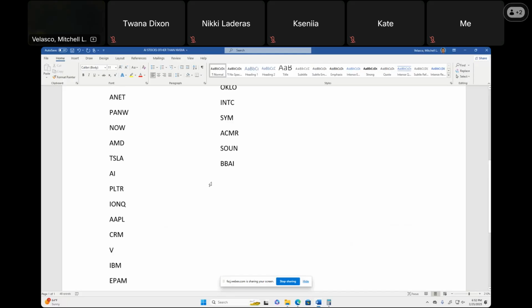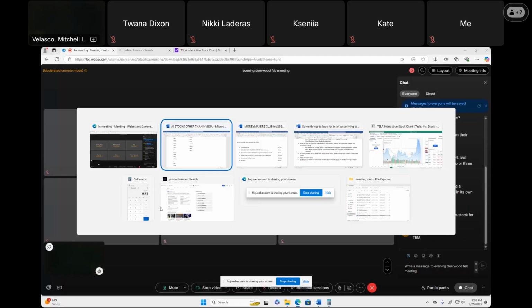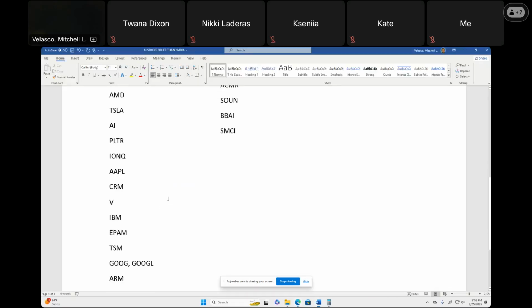Oh, I forgot one. SMCI, Super Micro Computer, should be on this list. So SMCI, you could write it down. I'm actually going to type it in here, because I forgot to add it to this list. Super Micro Computer is another one of them. I've been reading the stock for the past month. Yeah, Tawana says same thing.